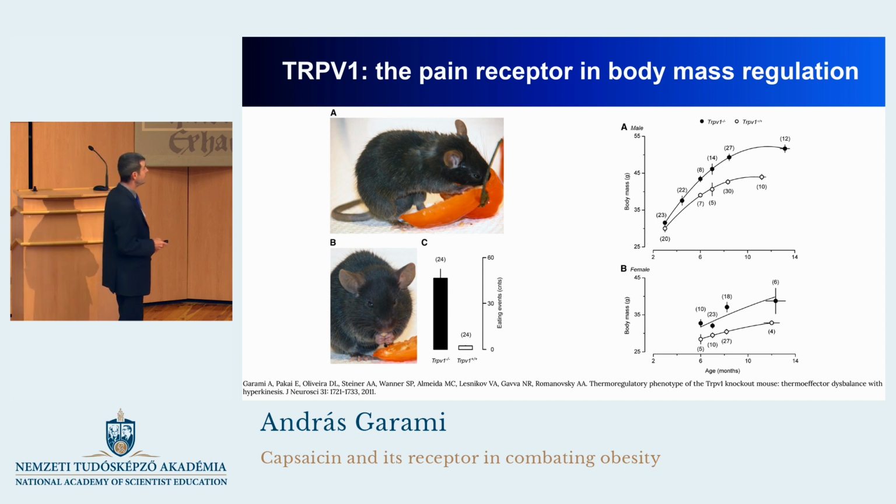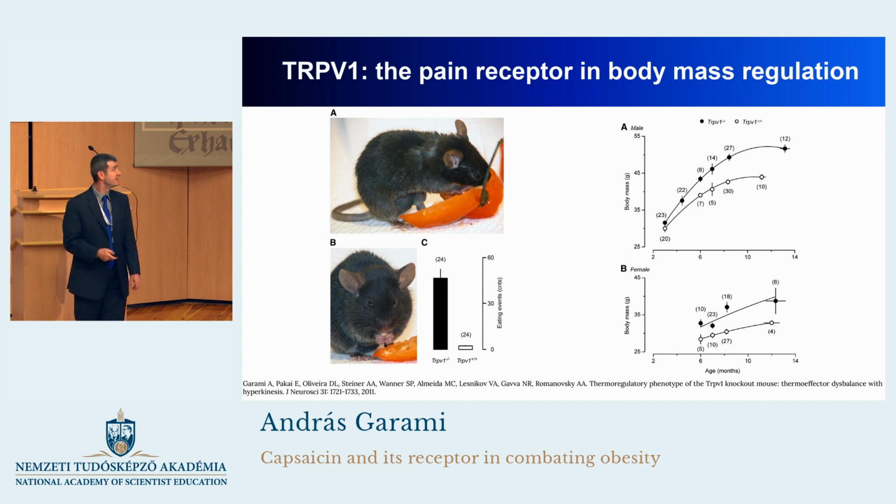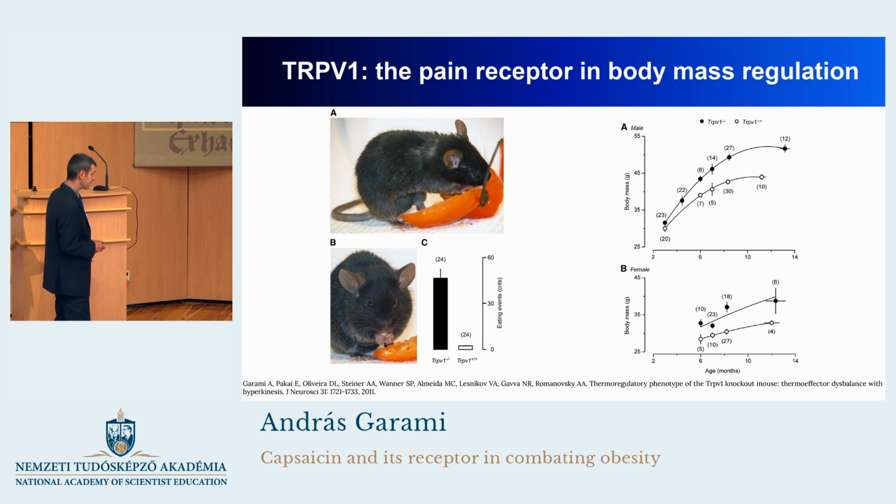of pain. While we were studying the thermoregulatory phenotype of these mice, we found an unexpected, surprising result in the vivarium, namely that when we looked at the mice colonies, we noticed that as a function of age, the body mass of the knockout mice, shown with the black symbols, significantly exceeded the body mass of the control mice, both in males and in female mice.